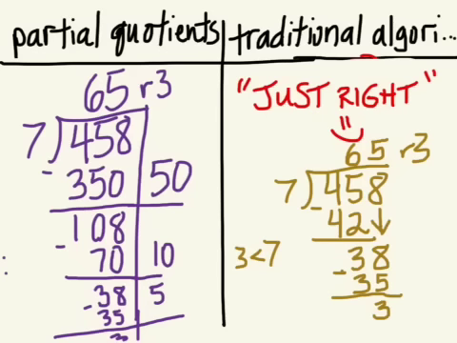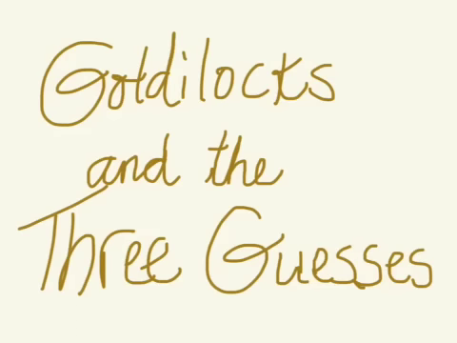Or you take too many groups out and you're in negative land. Too little, too big doesn't work. Each digit in the quotient has to be just right. And that's a lesson from Goldilocks and the 3 Guesses.